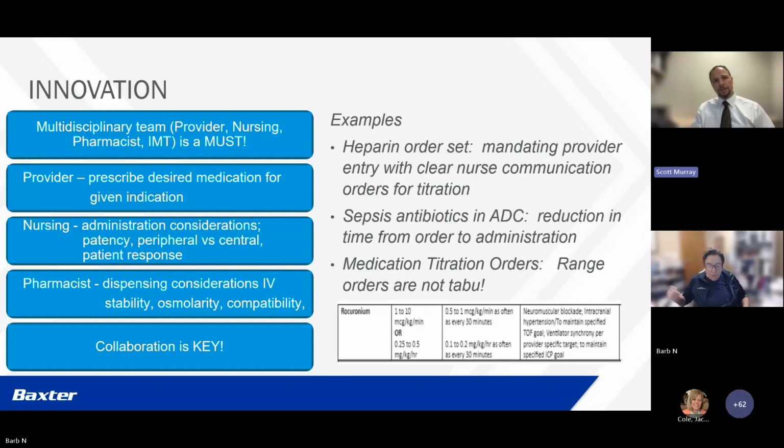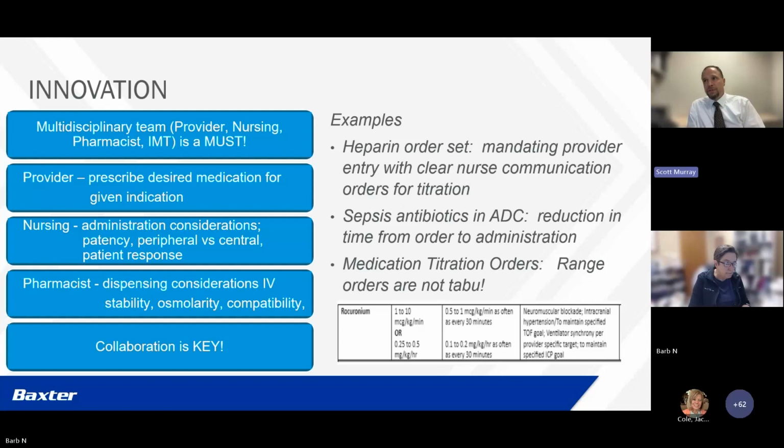Okay, so areas of opportunity for innovation really is a multidisciplinary team. Provider, nursing, and a pharmacist and IMT and thinking of order sets and making things in the EMR is absolutely a must, and it's demonstrated every day. Provider is responsible for getting that desired medication for that desired indication. Nurse for administering, and if it's going to be peripheral or central, and pharmacists on dispensing consideration, stability, osmolarity, compatibility, and again, all that wrapped up in that collaboration is key.